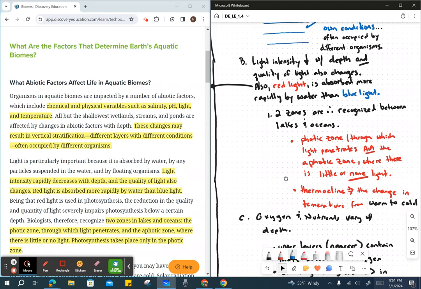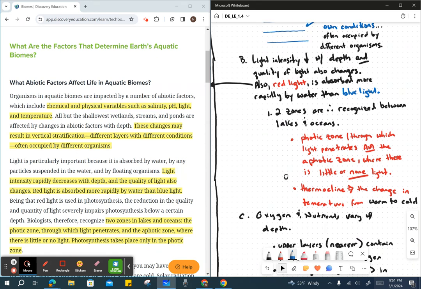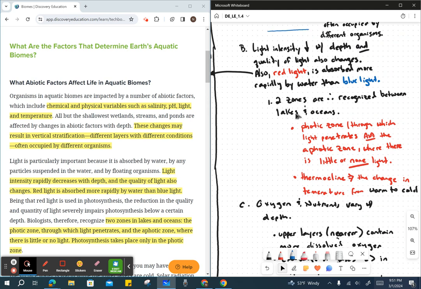Okay, so there are two zones that are recognized in lakes and oceans. There is the photic zone and the aphotic zone. Photic means light, and aphotic, A means without light. So you're going to have a section of your body of water where there's plenty of light and a lot of plants growing. And then you're going to have a section of a lake or ocean that is pretty dark, with very little to no light. That part is called your aphotic zone.